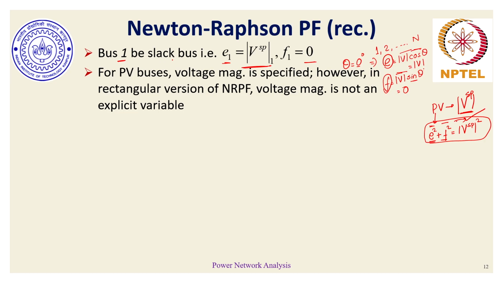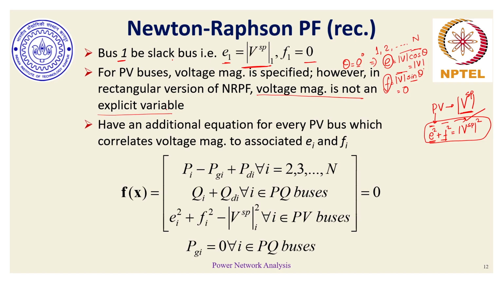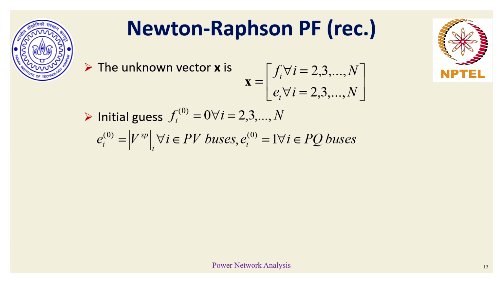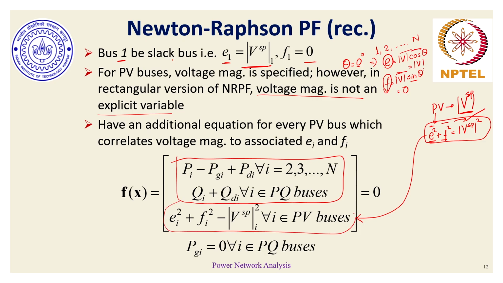So how do we handle that? Because in rectangular coordinates for Newton Raphson, voltage magnitude is not an explicit variable. The way around this is, if the equation doesn't exist, let us include that equation and then see what happens. And that is the reason why this equation is written over here. In polar coordinates, the power flow equations that we saw were limited only to the first two equations. For Newton Raphson in rectangular coordinates, where voltage magnitudes are specified for PV buses, we also have to ensure that this third equation comes in so that PV buses remain PV buses.